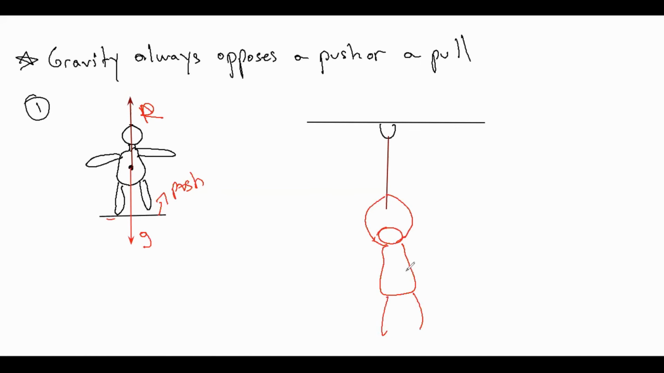Now we know, since O level, that there's obviously a tension in this rope, and tension is acting upwards. This tension is more of a pull. So we're going to write it as a pull. The tension happens as a result of a pull, and the force opposing that pull is gravity. So this is my gravity, and gravity is opposing this pull.